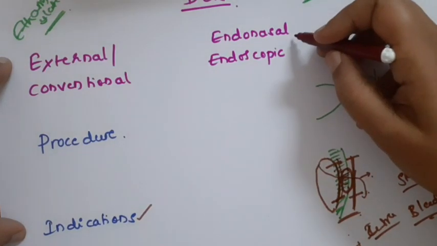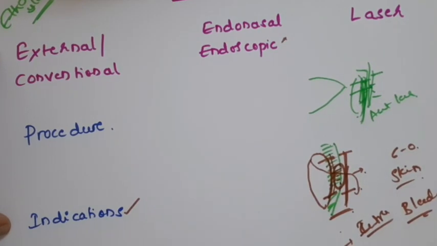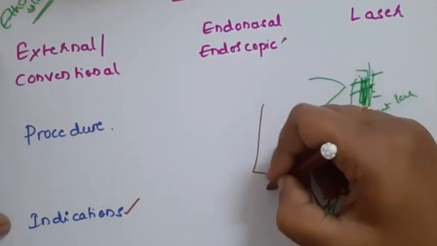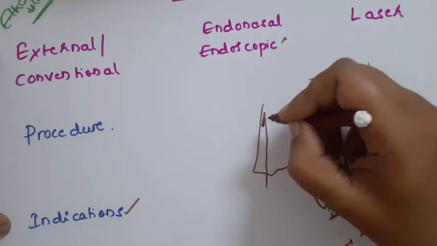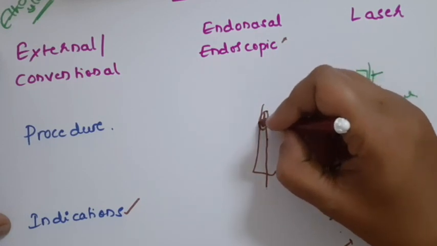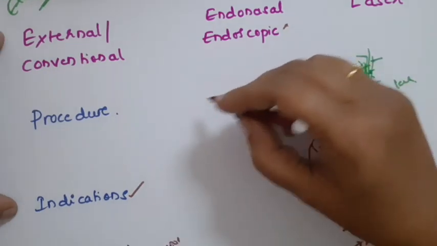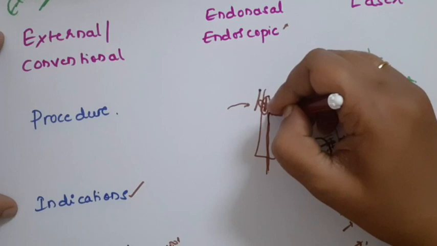Coming to the endoscopic or the endonasal DCR, the concept remains the same, but the approach is from the nasal side. That is, by using the endoscope, we are going through the nose. So we are entering through the nose and then we are approaching the nasal mucosa first. Then we are opening the nasal mucosa. Then the bone is cut. Then you are entering the sac. In the external DCR, it was from this way. In the endonasal DCR, you are going from the nose.